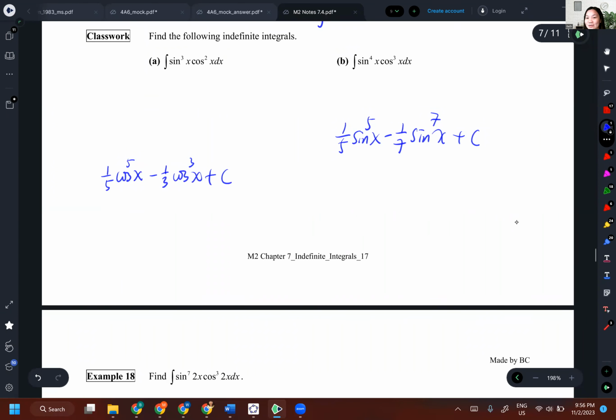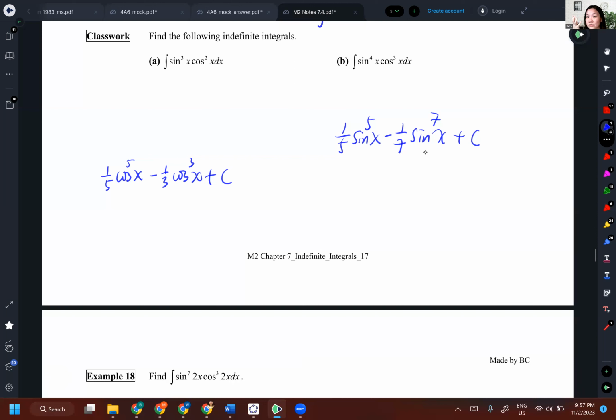Okay, please check your answer with me. I didn't write any steps. But the answer is 1 over 5 cosine to the power 5 minus 1 over 3 cosine to the power 3 plus c. The other one is 1 over 5 sine to the power 5 minus 1 over 7 sine to the power 7 plus c. If your answer is different from mine, it doesn't necessarily mean your answer is wrong. It really is not, because sometimes that answer can look very different but still be equivalent. So you need to check with me if your answer is different.